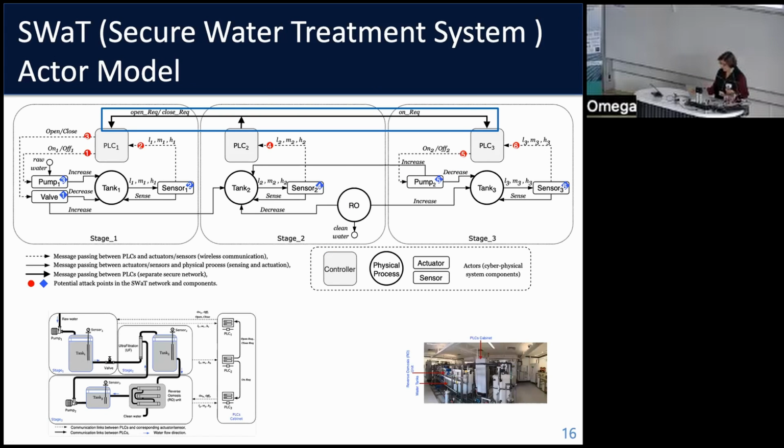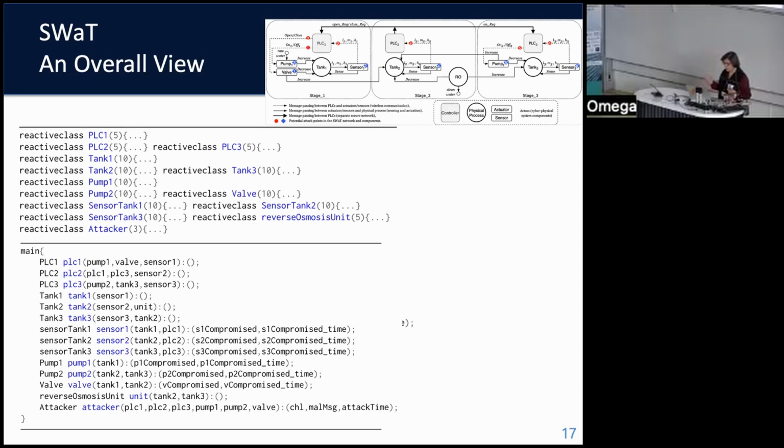So yeah, and this is the model. I removed something now, I can't remember. Okay, so this is the Rebeca code that I told you. The thing that is nice about our model is that there is a one-to-one mapping between the components you see in your cyber physical systems, like PLC, tank, pump, sensor, and what you model in your Rebeca model.